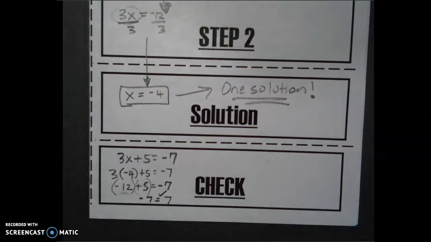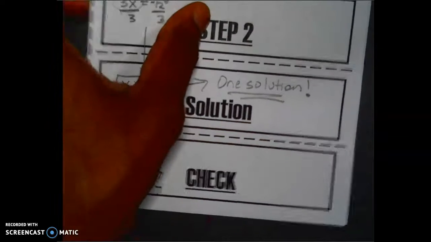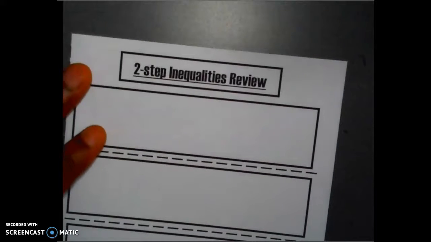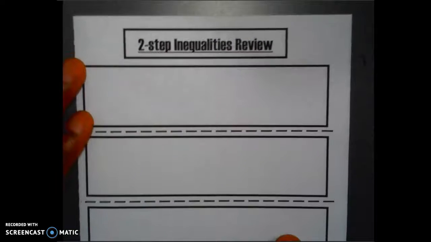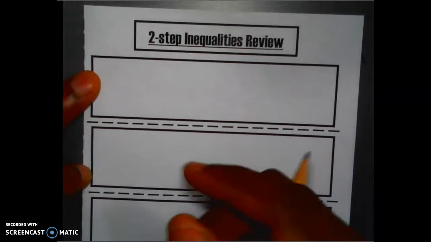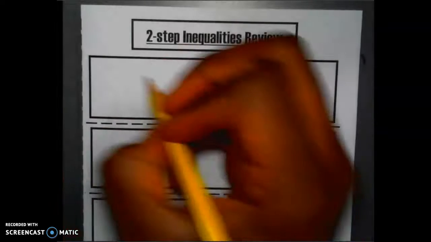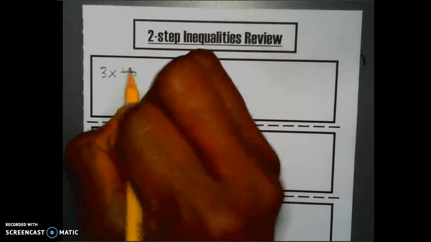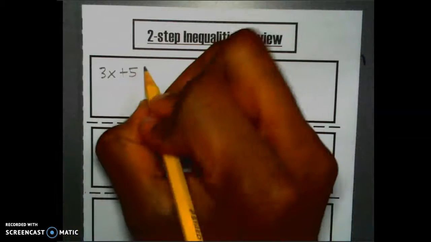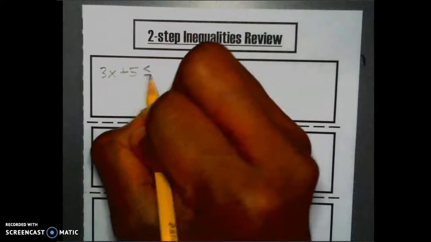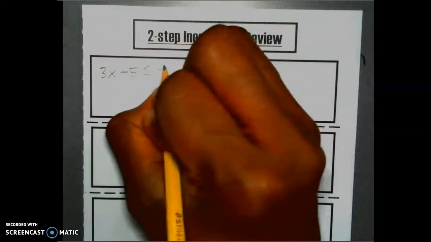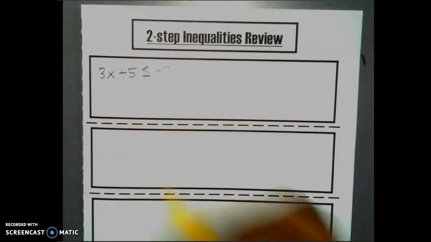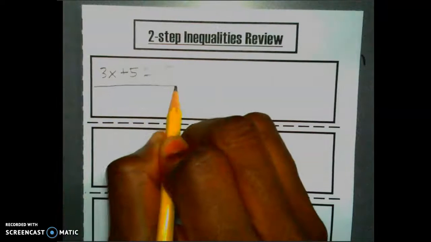So I'm going to use an inequality that looks very, very similar to this, everybody. This is going to be 3x plus 5, and where I'm going to change this, it's going to be less than or equal to -7. So that's the exact same one that I used before, and the only difference is that I used an inequality symbol.